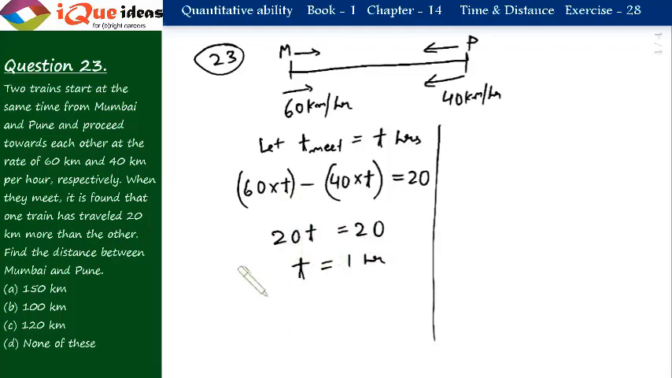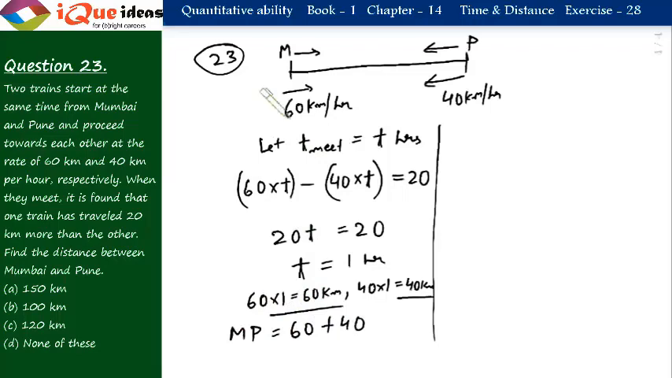Alright. So the distances traveled by each one of them would be 60 into 1, that is 60 kilometers, and 40 into 1, that is 40 kilometers. Right. So that means the total distance from Mumbai to Pune would be 60 plus 40, because suppose they meet here, one train has traveled whatever and the second train has traveled whatever, the total sum should be the distance between Mumbai and Pune. So 60 plus 40 is equal to 100 kilometers, the total distance. Right? The total distance between Mumbai and Pune would be equal to the total sum of distances traveled by both of them. This is one method.